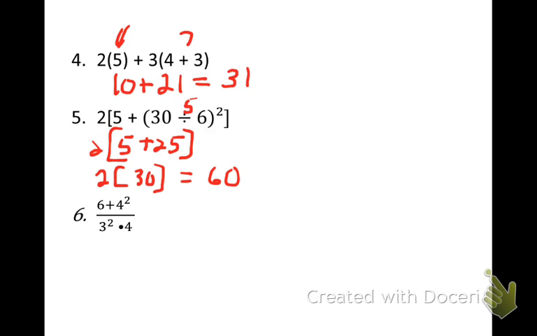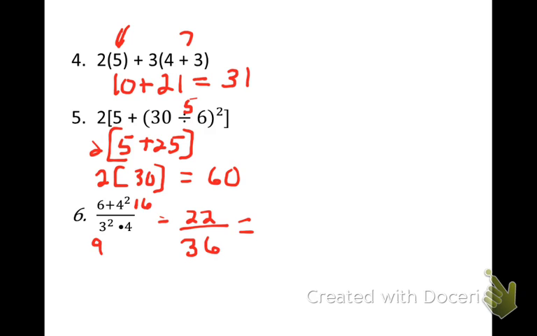On this one, again, the fraction bar is like parentheses, so we need to do all the top. Using order of operations, 4 squared would be 16, so 16 plus 6 would give me a 22 on top. Here I'd have a 9. 9 times 4 would give me a 36 on the bottom. Now, since 36 doesn't go into 22 evenly, I don't really want you to divide that, but what can we do with this? We can simplify it.